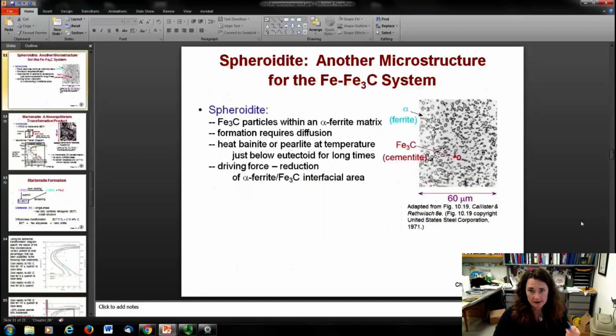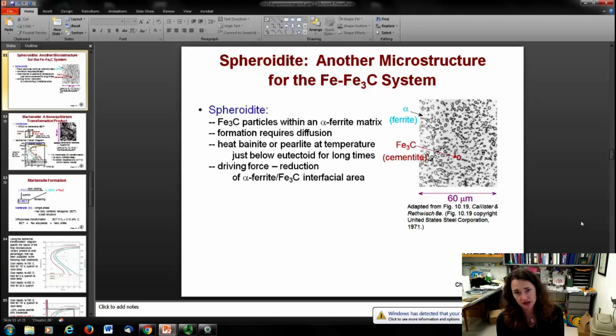Another one is spheroidite. And in this one, what happens is that your cementite particles are sort of spherical, hence the name spheroidite, within your ferrite matrix. And this requires diffusion. So what you do to get this non-equilibrium structure is you take your bainite or your perlite and you hold it at a temperature just below your eutectoid for a long time. Say it's 715 degrees Celsius or something. So you hold it there and you let that diffusion process occur for a long time.